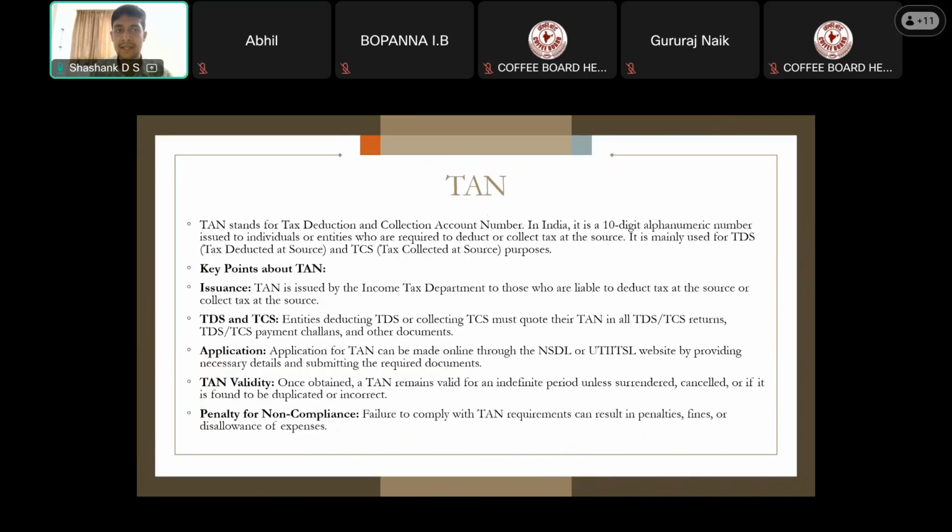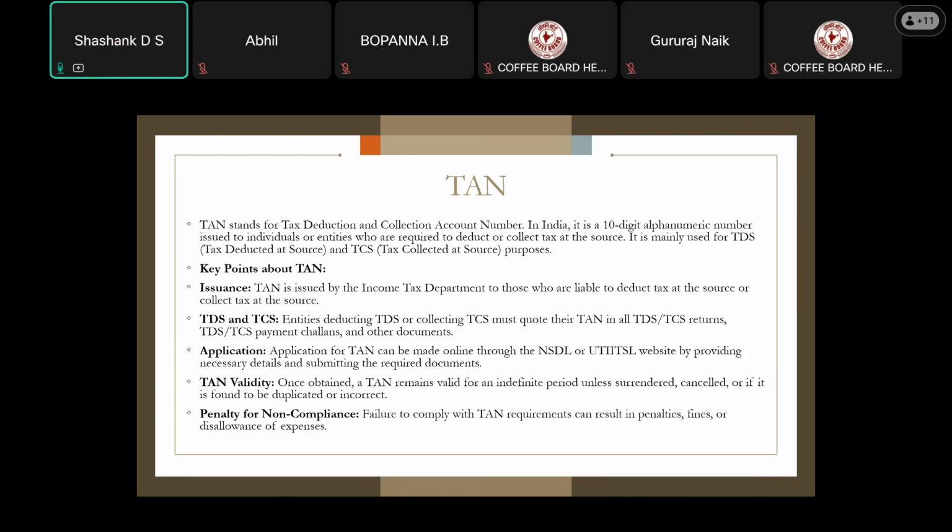TAN is a unique number allocated by the income tax department for the purpose of deducting TDS. TDS is something we need to deduct for all the major transactions that a business goes through. For example, if we are paying rent to our landlord of more than 20,000 per month, we need to deduct TDS. If you are making professional fee payments of more than 30,000 per annum, we need to deduct TDS. If we have a transporter rendering service and his bill amount exceeds 1 lakh in a year, we need to deduct TDS. Most of the transactions that a business goes through will have a TDS implication.